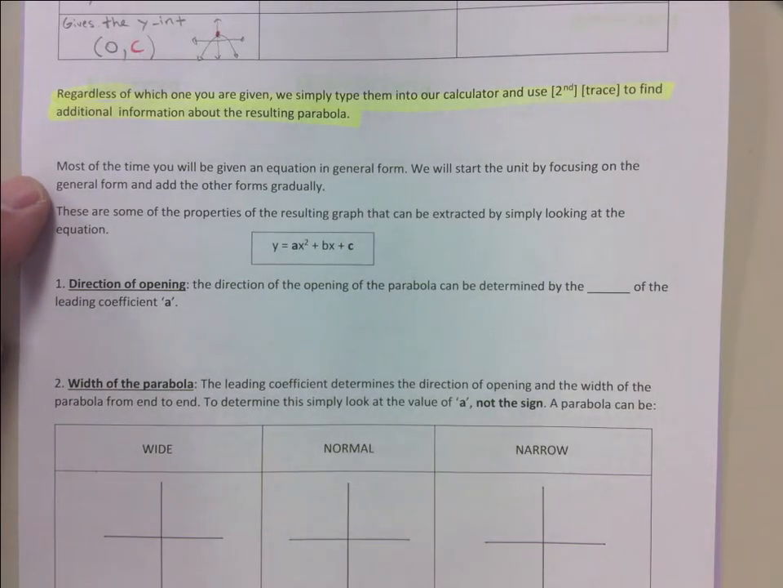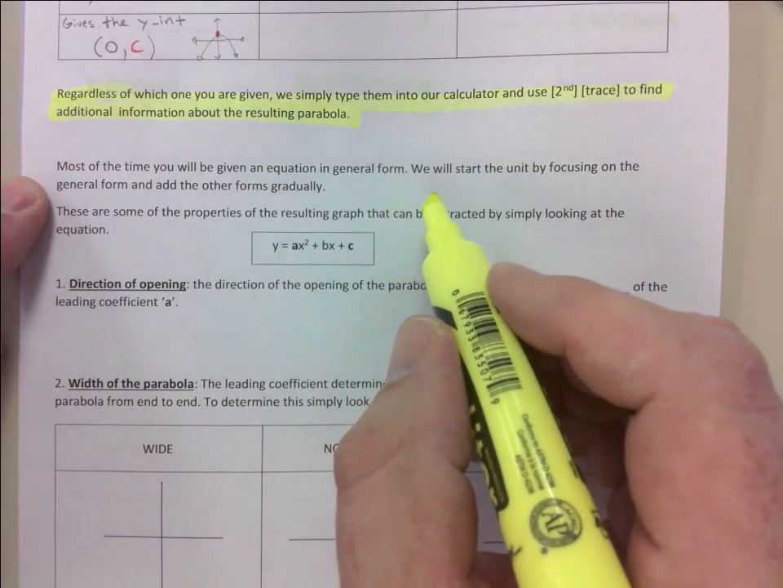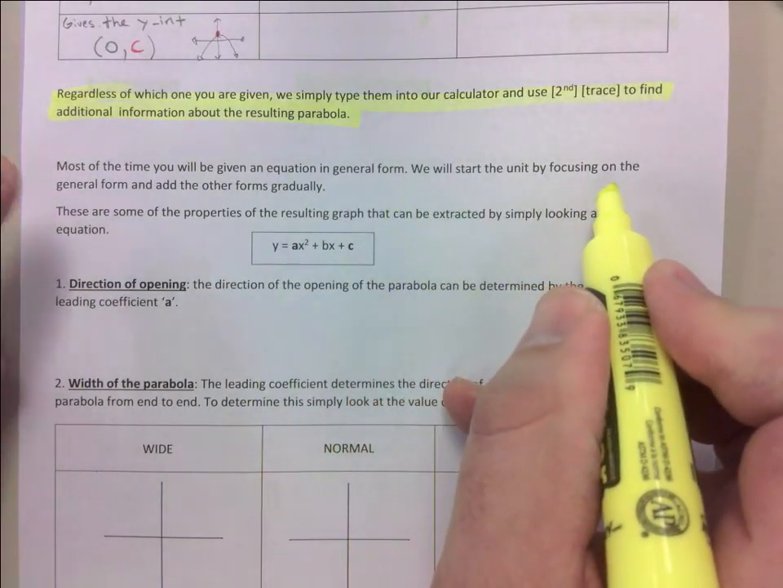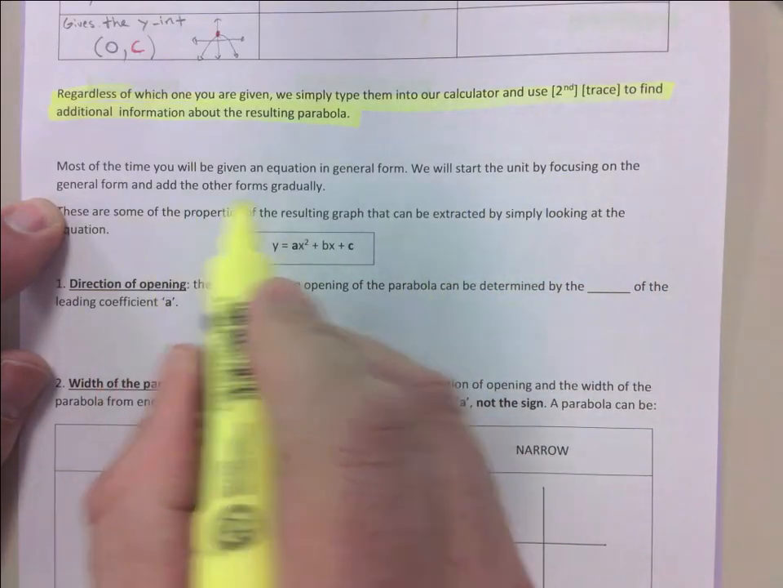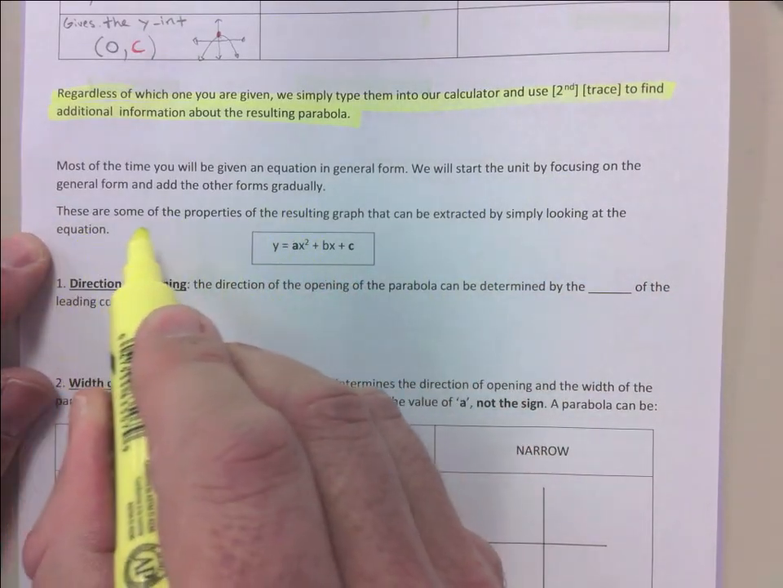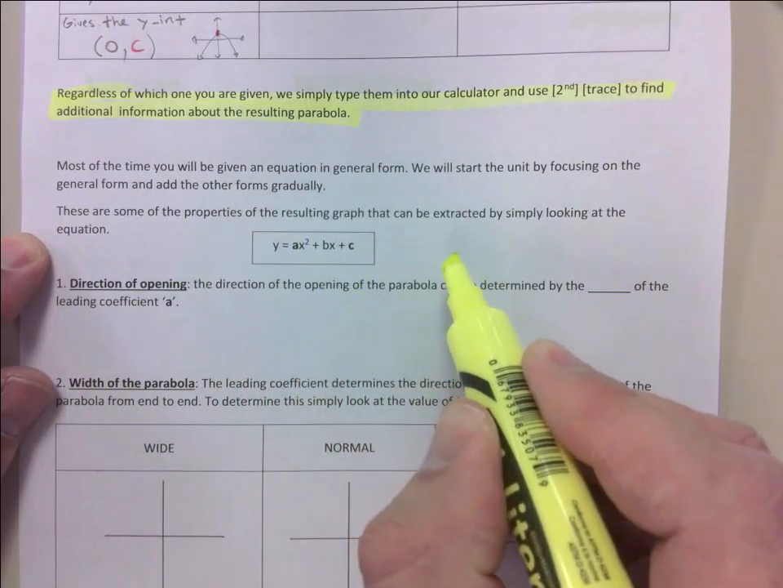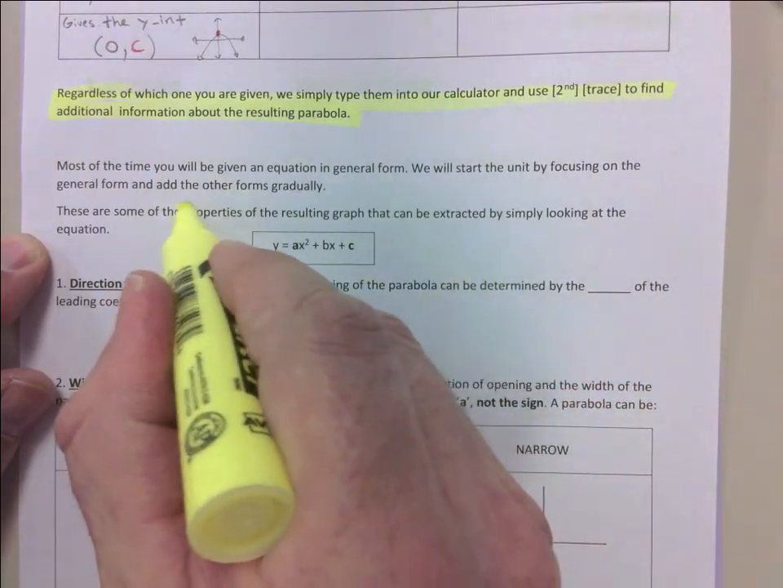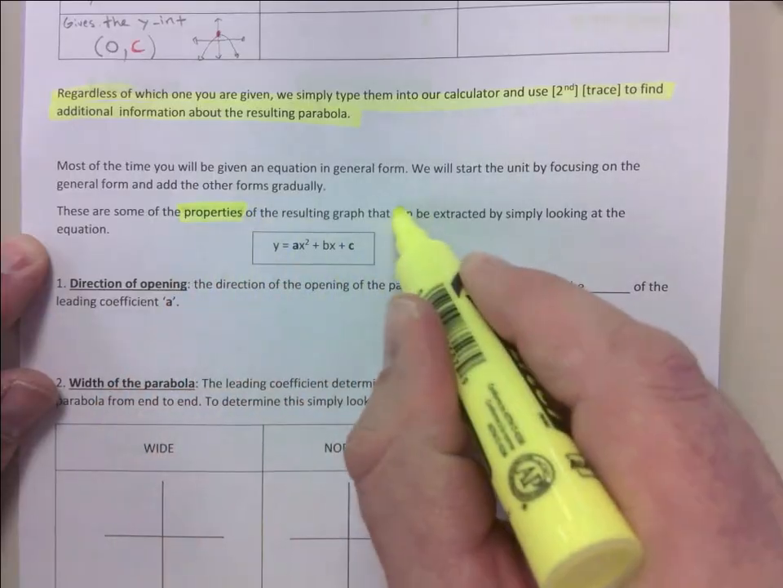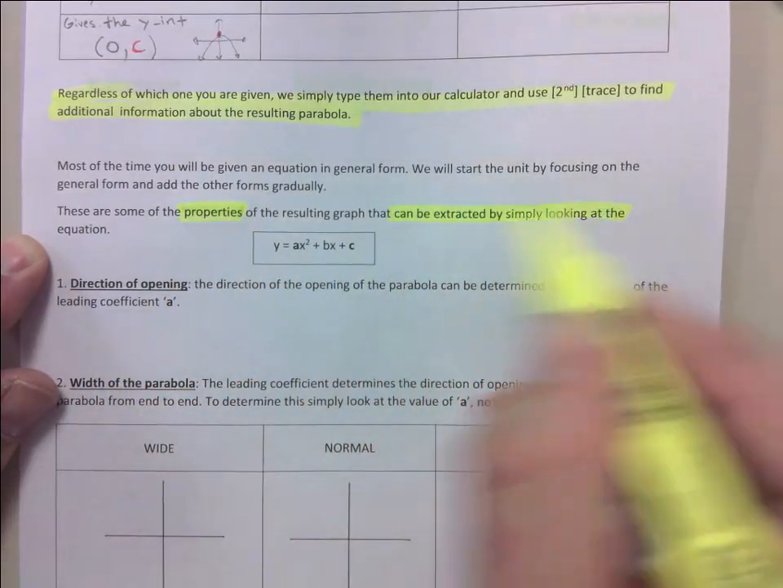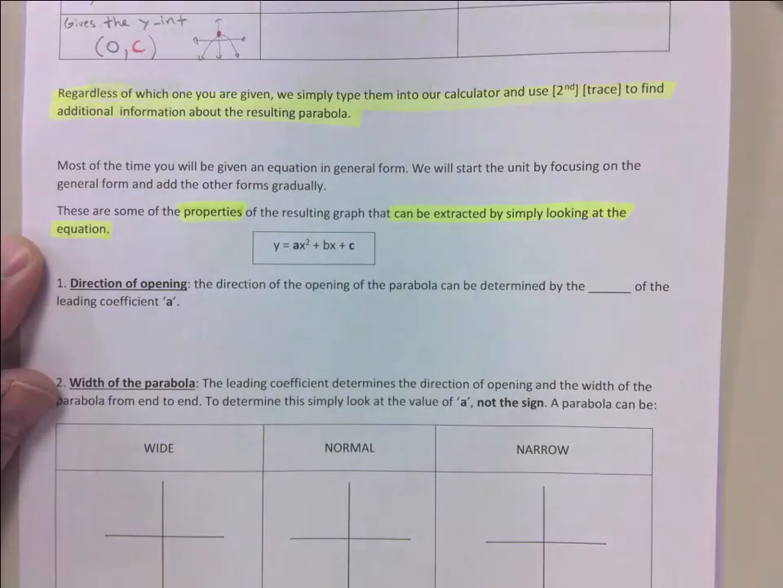Most of the time you'll be given an equation in general form. We will start the unit focusing on that one and then use the other ones gradually. There are some properties of the resulting graph that can be extracted simply by looking at the equation.